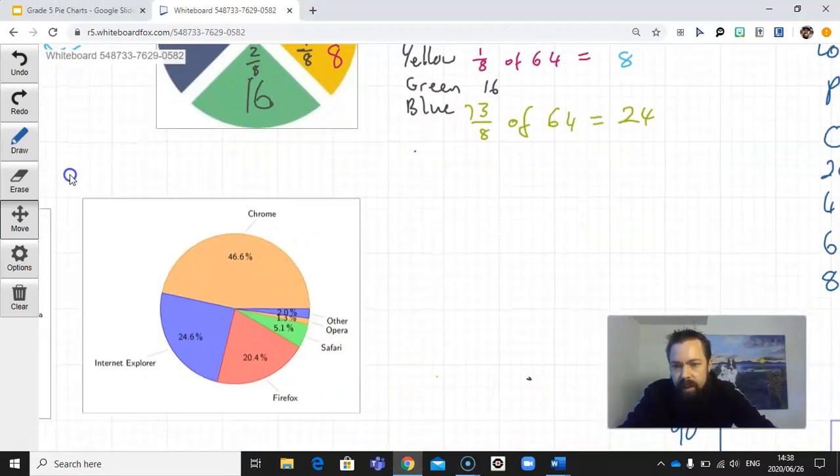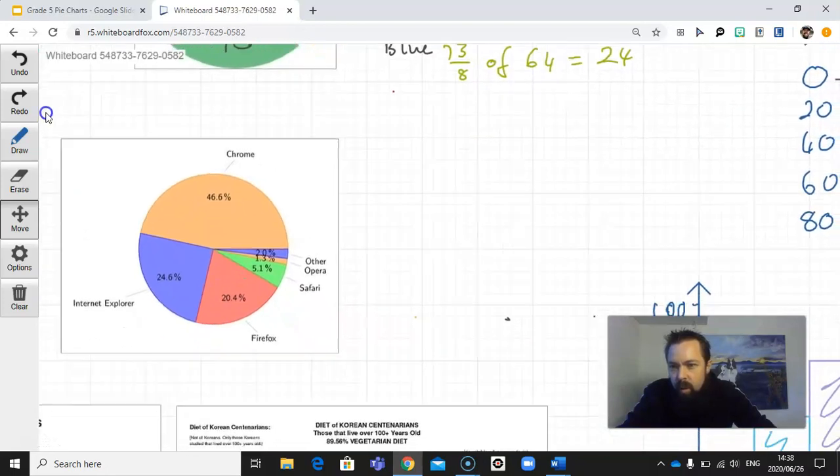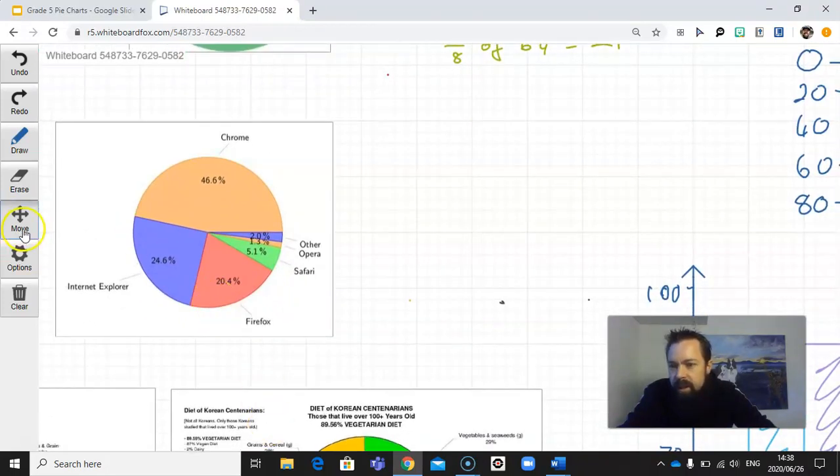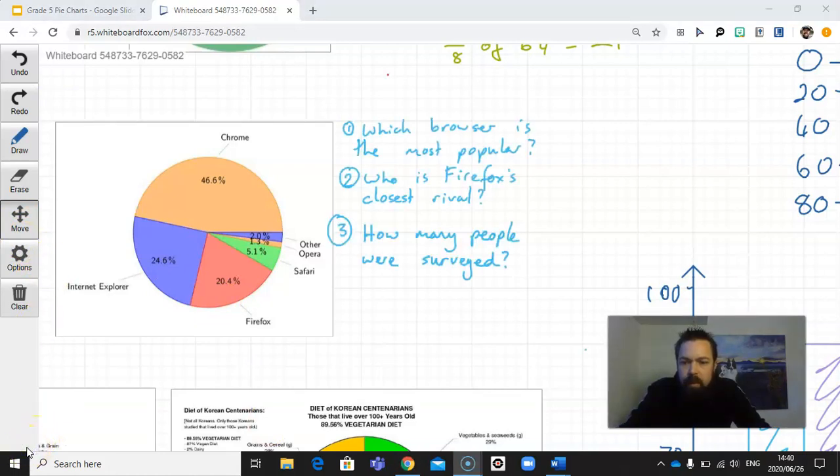Right, let's have a look at this graph, which shows which browser people used on their computers. All right, so these are some quite straightforward questions. The first one, let's look at the various ones. We've got Chrome, so it's Google Chrome. We've got Internet Explorer, which is Microsoft. We've got Firefox, which is one of the open source ones. We've got Safari, which is to do with iPads and Macs. Opera, which is another open source one, and Other.